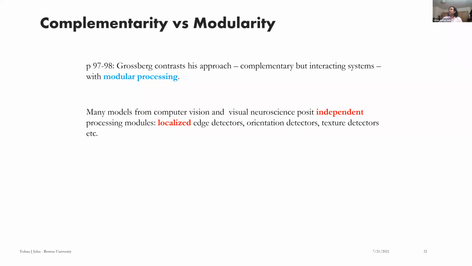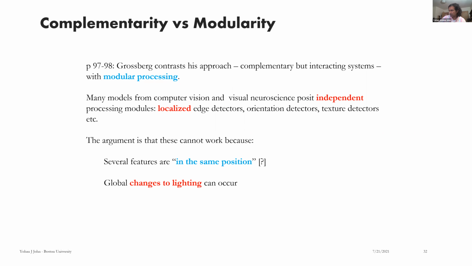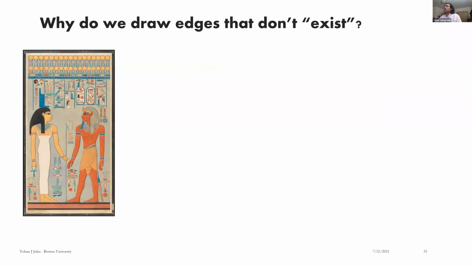But Grossberg makes this point about complementarity being different from modularity, and we sort of touched on it, but I'm going to skip it for now because we'll come back. And I don't think he made the case adequately in this section anyway. So here's the question I want.